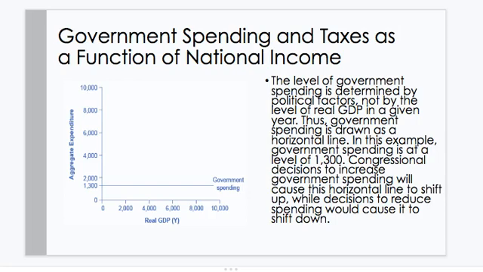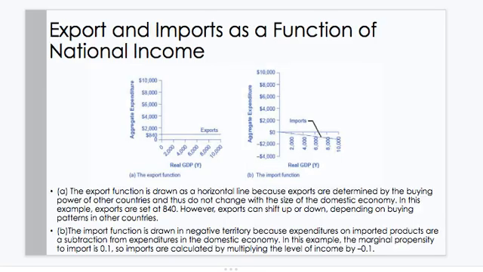The level of government spending is determined by political factors, not by the level of real GDP in a given year. Thus, government spending is drawn as a horizontal line. In this example, government spending is at a level of 1,300. Congressional decisions to increase government spending will cause this horizontal line to shift up, while decisions to reduce spending would cause it to shift down.